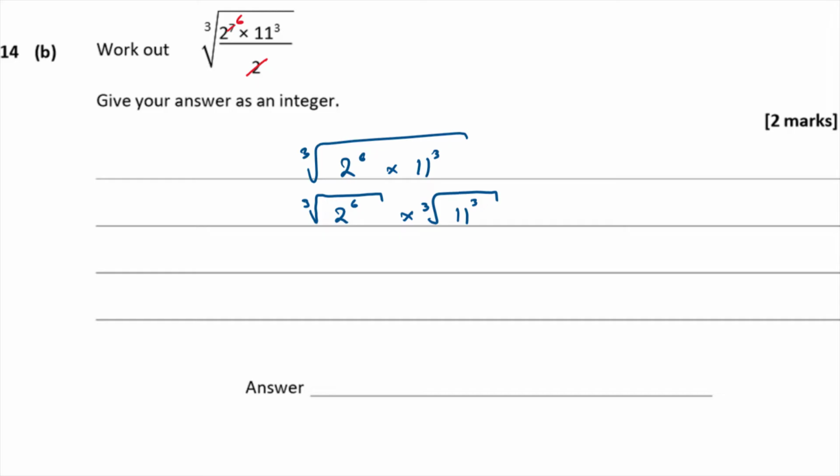Okay, so what is the cube root of 2 to the power 6? Well, the cube root of a number is the same thing as raising it to the power of 1/3. So 2 to the power 6 raised to the power of 1/3, 6 times a third is just 2, isn't it? So that gives me 2 squared. The cube root of 11 cubed, well, that's just 11. So I've got 2 squared times 11. 2 squared is 4. 4 times 11, that'd be 44 then, isn't it? Okay, that's my final answer. That's an integer. That's it.